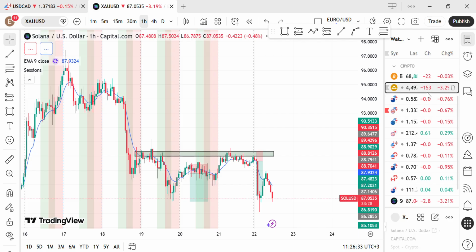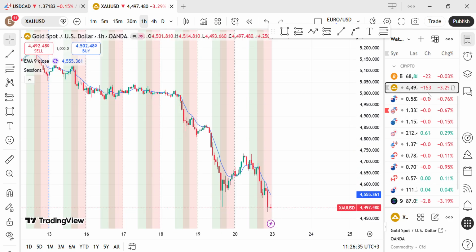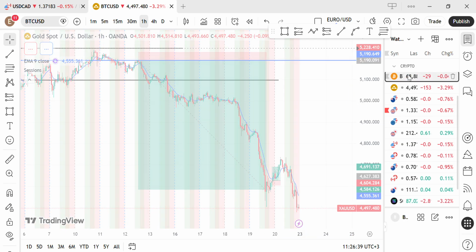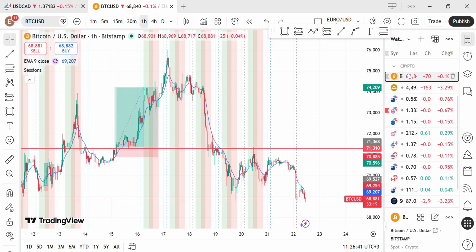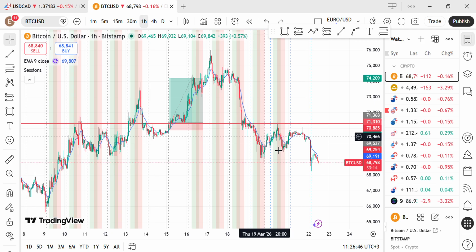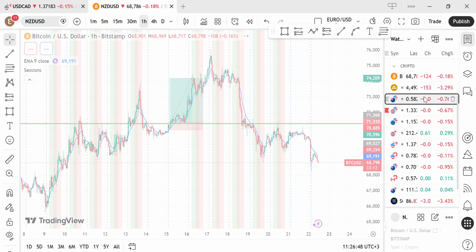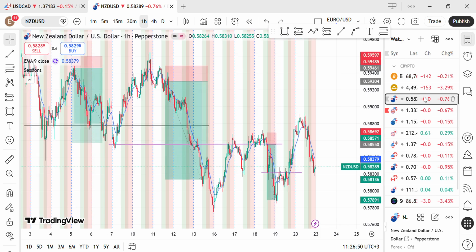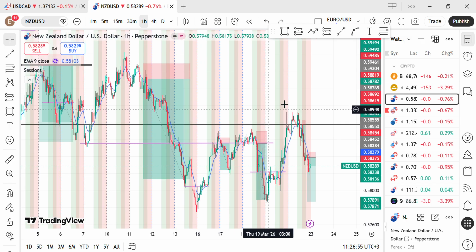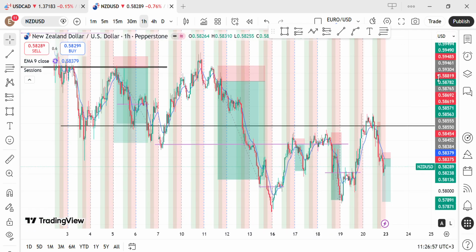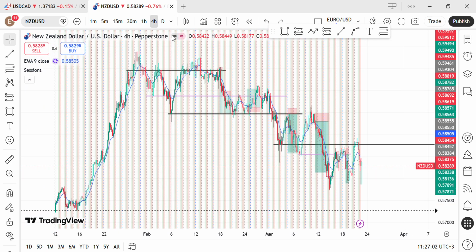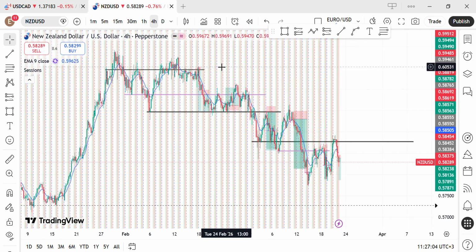Let me check another one. I think, let's say, I've seen it also in, is it gold or BTC? I saw it in another pair. Is it BTC or GBP? I think it's this one. If we look at this, where are we going? What is the trend? The trend is overall down.